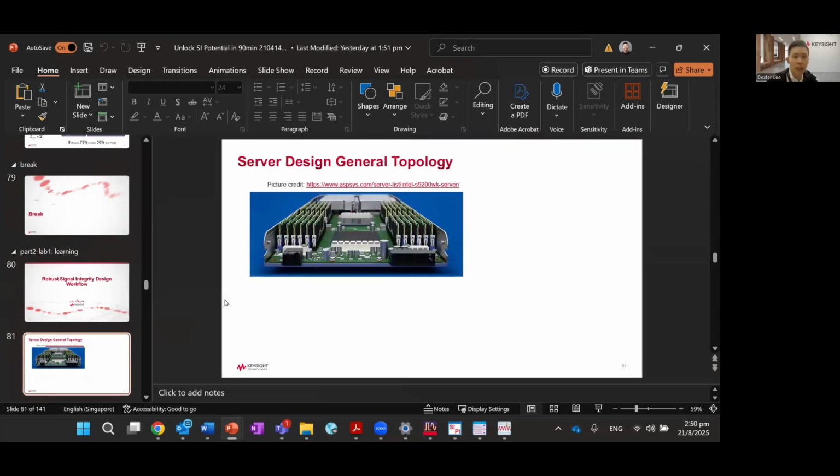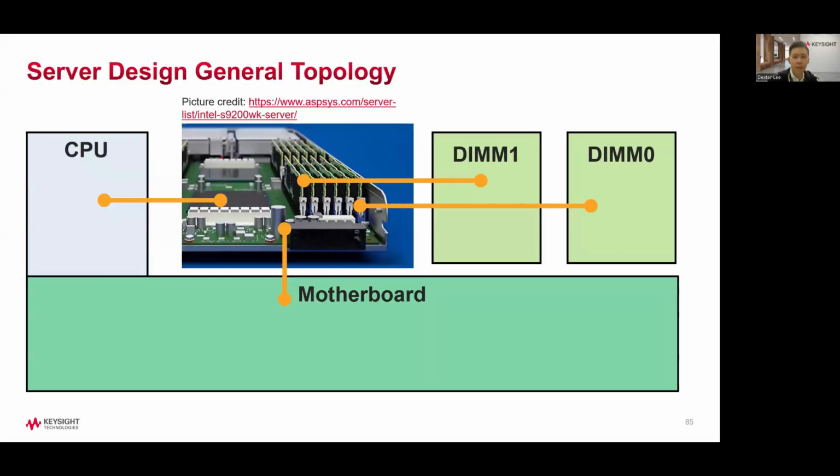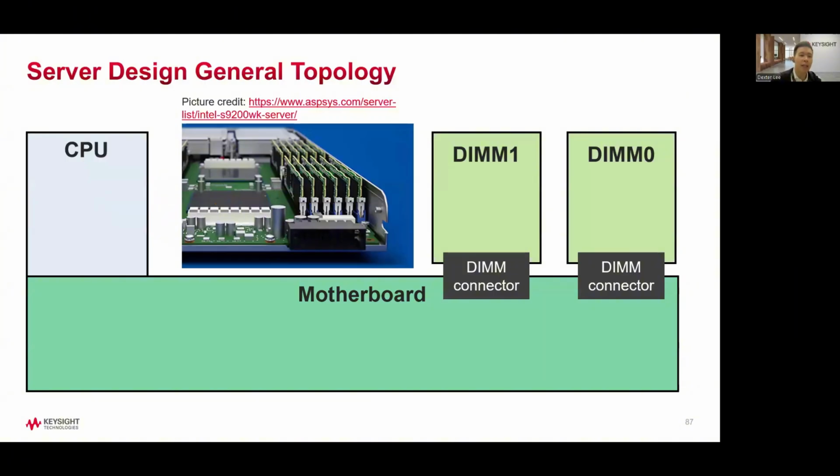Then I'll move on to the next part, which is on memory. What you are seeing here is a server, probably a motherboard design for a server. Basically, on the motherboard, there are typical components: the CPU, and of course the motherboard, which then has some DIMM cards connected by a DIMM connector. This is usually the general topology when it comes to memory design.